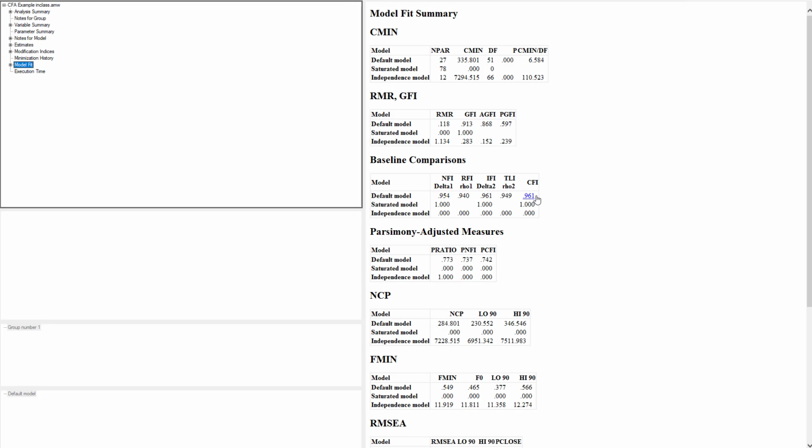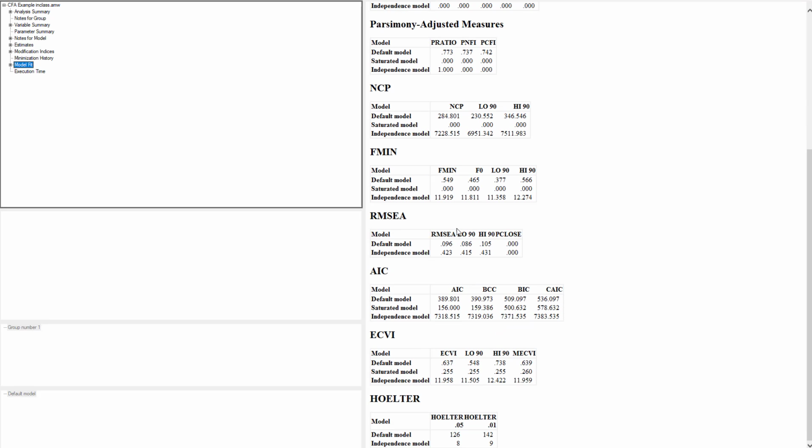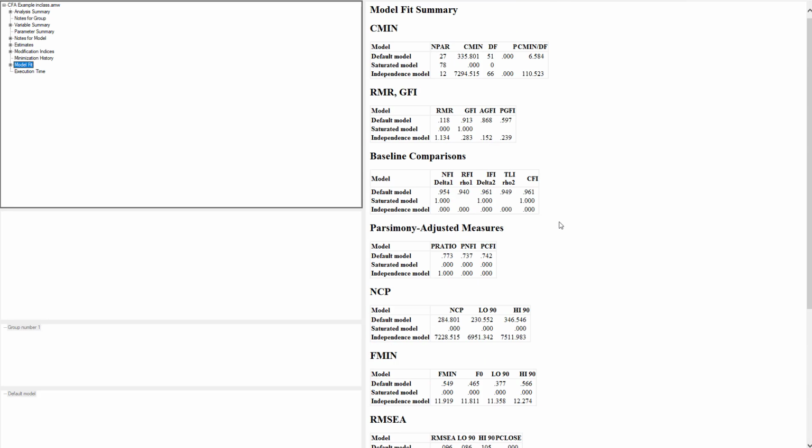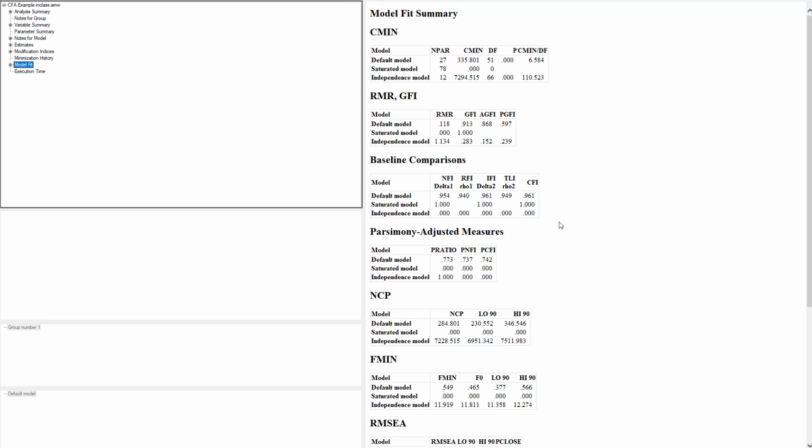Our goodness of fit indices were okay, all above 0.95 for the most part. But when we look at our badness of fit indices, our root mean square error of approximation is not great. We got a 0.09. So while our items seem to load significantly on their unobserved construct, the model fit as a whole wasn't great.